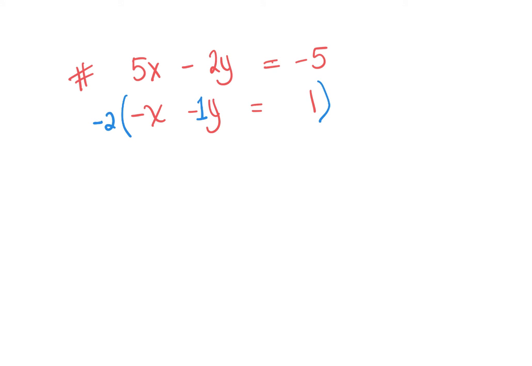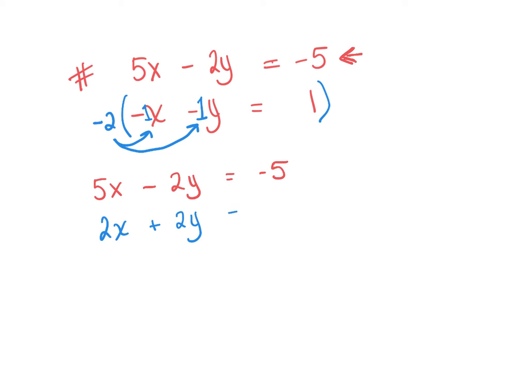Now, I'm not going to touch this first one at all, right? It is going to stay exactly the same. So that one is going to say 5x minus 2y equals negative 5. That's going to stay identical to what it was. The second one, I'm going to multiply that negative 2 through. So negative 2 times negative 1, because that's what's here. Negative 2 times negative 1 gives me a positive 2x there. Negative 2 times negative 1 gives me a positive 2y there. And then negative 2 times this one way over here gives me a negative 2.